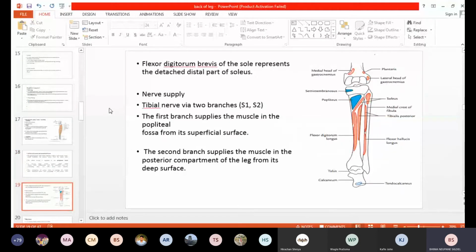Now the soleus muscle is a very big muscle. It is also said that the flexor digitorum brevis, which again comes on the sole of the foot, is the detached part of the soleus muscle. The nerve supply is by the tibial nerve by two branches. The first branch supplies the muscle in the popliteal fossa from the superficial surface. Another branch supplies it in the leg, from the deeper surface. So one branch is in the popliteal fossa and the other branch is in the leg, from the deeper surface.